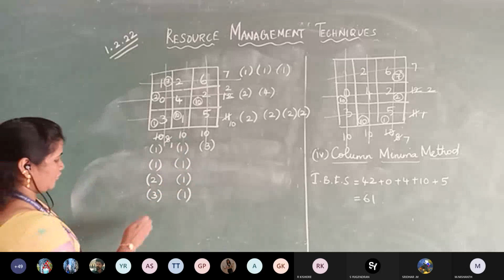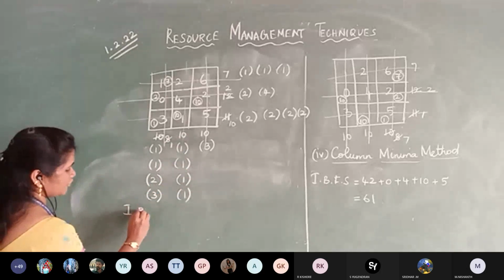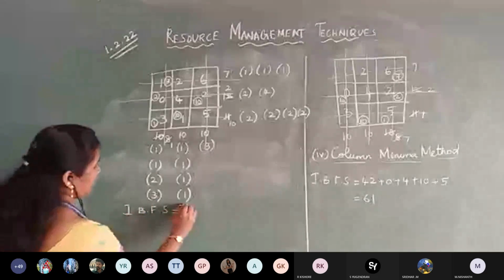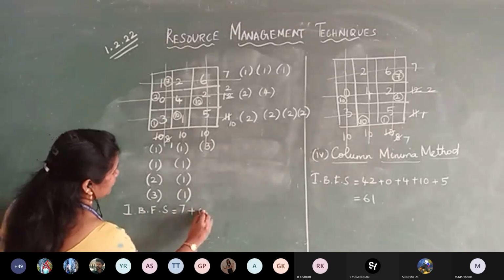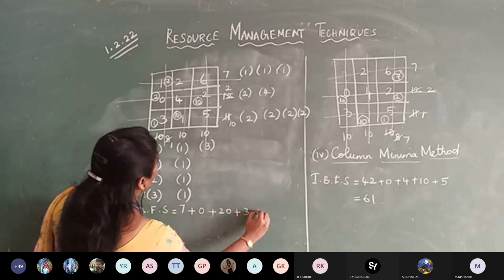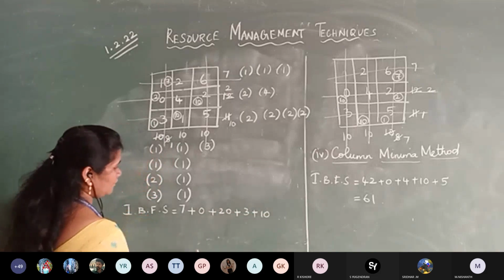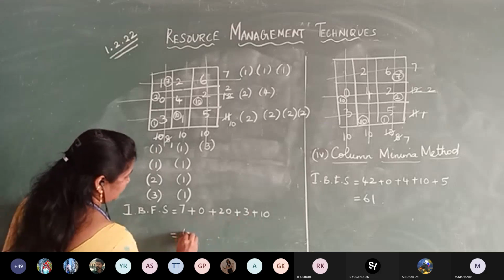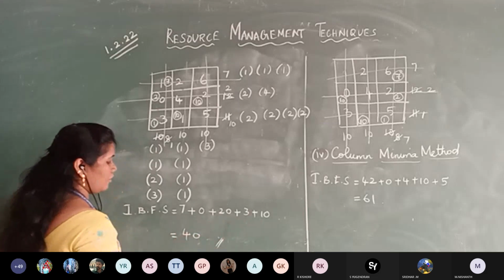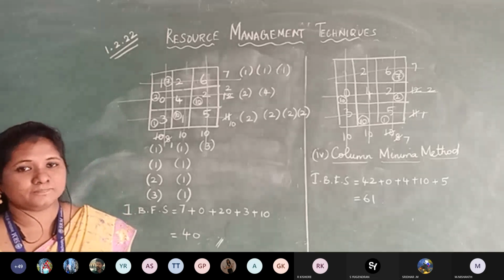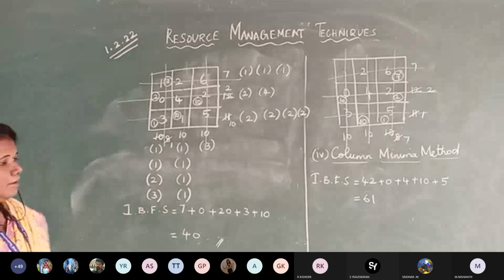Okay, and then you'll have to find out your initial basic feasible solution. Your initial basic feasible solution will be 7 plus 0 plus 20 plus 3 plus 10. So that will be 10, 30, 40. So this is your initial basic feasible solution by your VAM method. Okay, write it down.